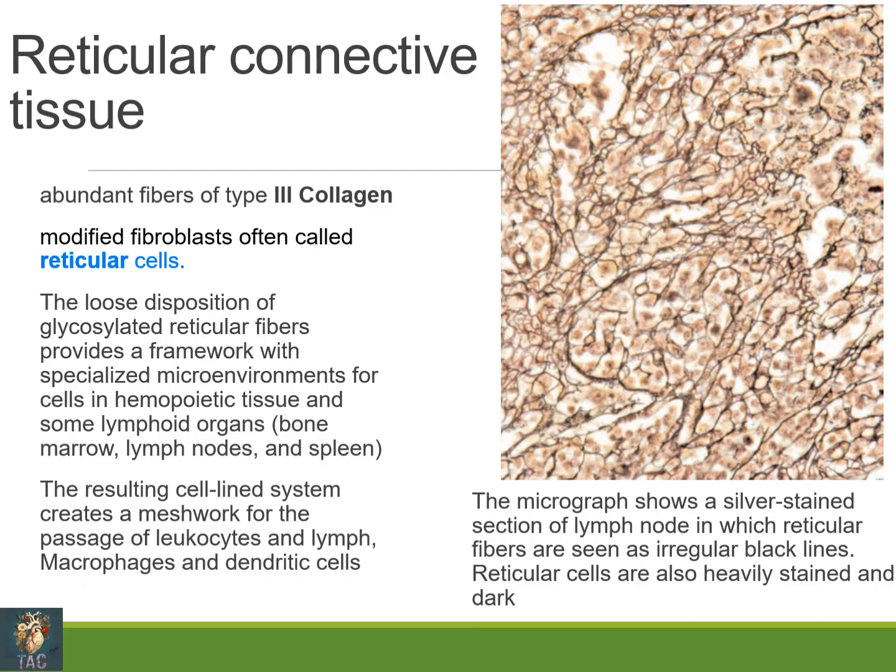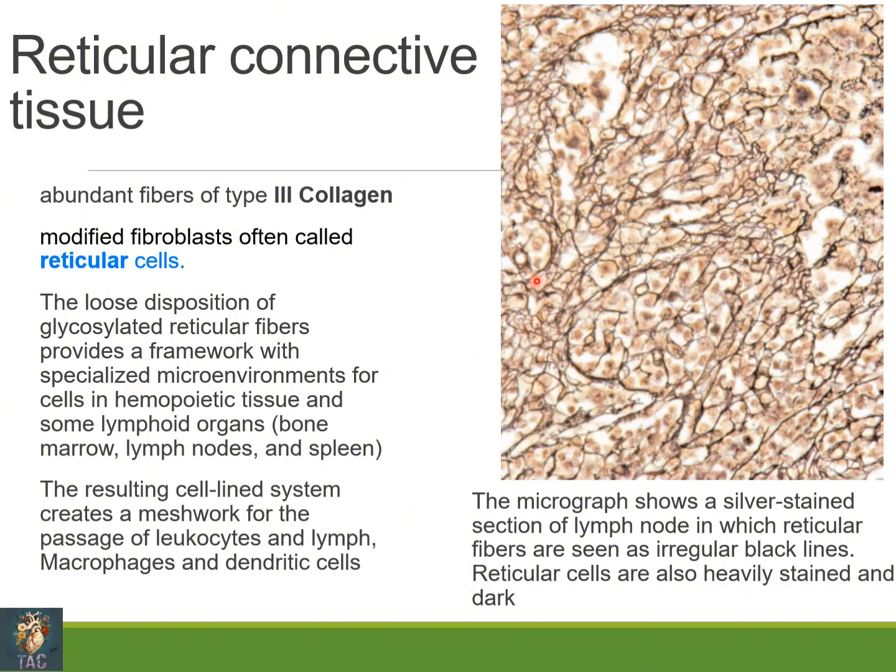Then is the reticular connective tissue. The very important point about reticular connective tissue is the type of fiber. Number one, these are the type 3 collagen fibers, also called the reticular fibers. Another very important point is that the cells which are present in reticular connective tissue are the reticular cells, not the fibroblasts. So these reticular cells secrete the reticular fibers.